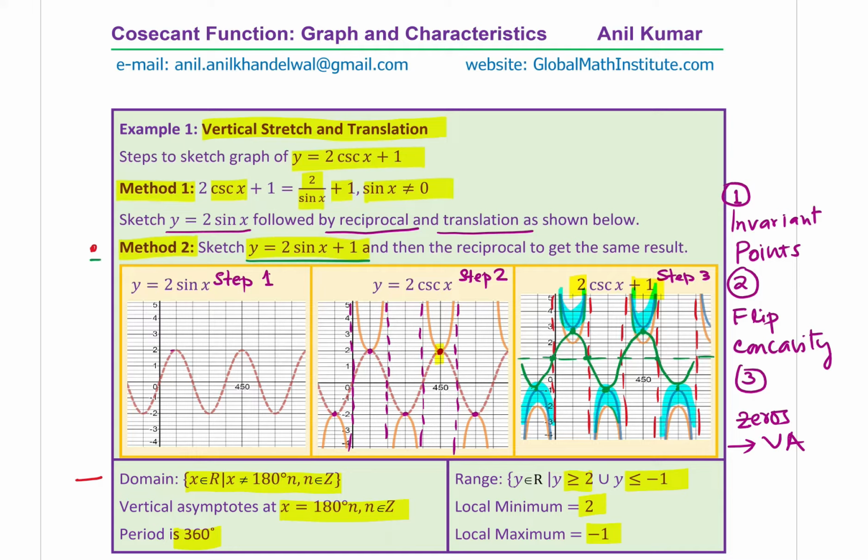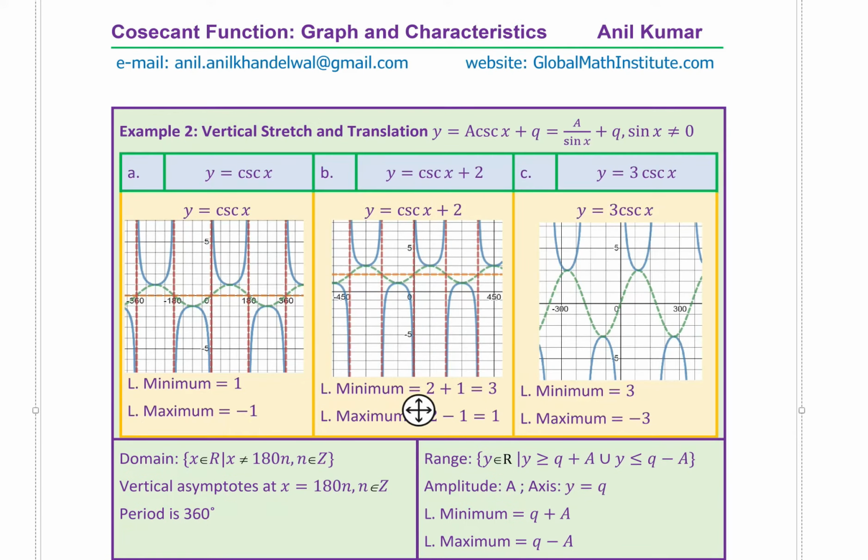Now this is the method which we are going to use in all our examples to sketch the cosecant function. Okay, so let us see in example 2 how we sketch the cosecant functions easily, correct? We'll take up a case where the function is of the type y equals a cosecant x plus q. So there will be a vertical stretch and a vertical translation, as we saw in the first example.